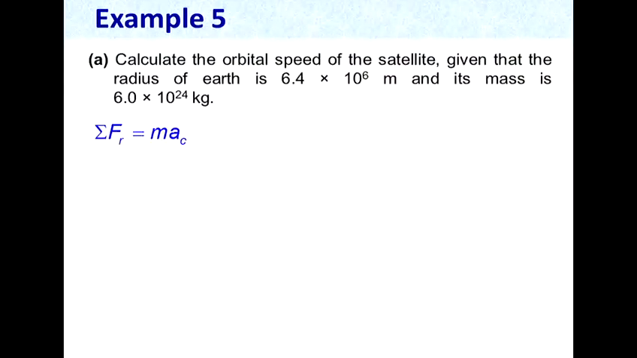What are the forces that act in the radial direction? There's only one. That's the gravitational force. So I sub in the equation for gravitational force, GMm over r squared, mass of Earth, mass of the satellite. Over the other side, mv squared over r. This m here is the mass that's undergoing circular motion. So it's a small m, mass of the satellite.